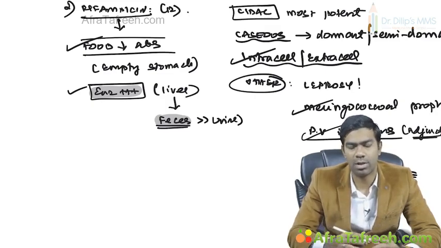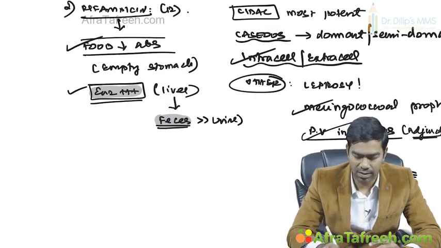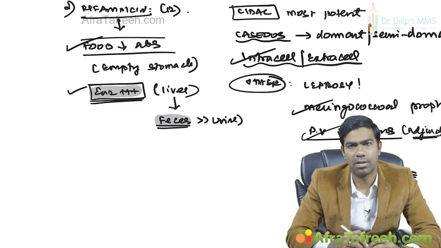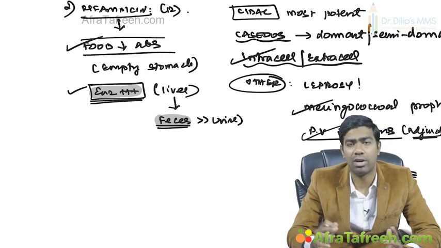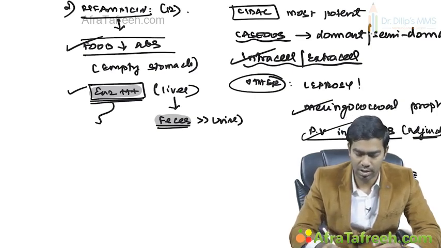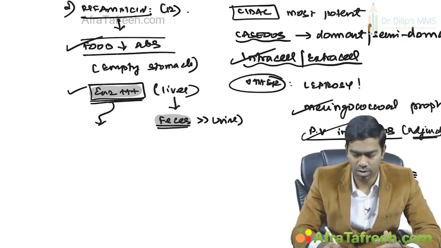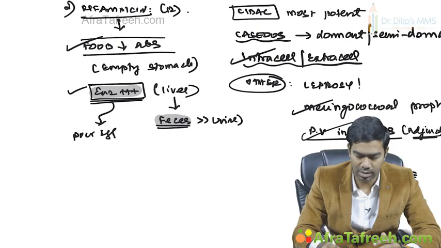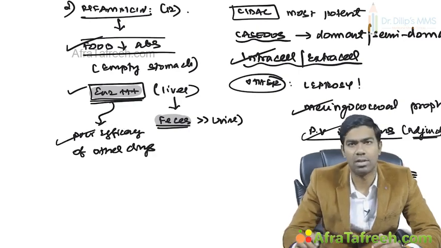So since it's metabolized in the liver, it can activate a lot of enzymes in the liver, especially the cytochrome enzymes, which means it can make a lot of drugs get metabolized faster, which means it can reduce the level of those drugs in the blood very rapidly. Which means rifampicin is one drug that is important for poor efficacy of many other drugs, because of rapid metabolism and reduced levels in the blood.